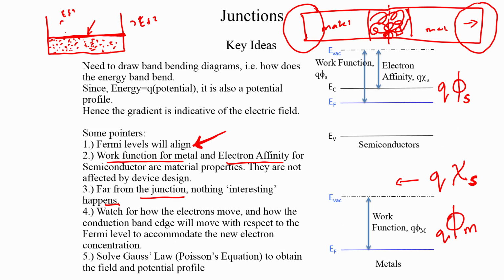So while drawing a band bending diagram, we watch for how the electrons move about. This is exactly what I described with the water bucket analogy, which is to see which material transfers electrons, and that will help us gauge the bending of the bands in a semiconductor. Finally, in order to analyze the degree of bending, the shape of bending, and what the electric fields and potentials are inside a junction, we solve the differential form of Gauss's law, which is called Poisson's equation.